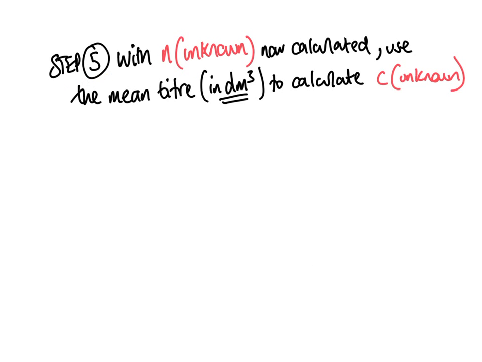The last step, step 5, is using what we've just worked out, number of moles of unknown, by using the balanced equation mole relationship, with the information of the mean titer that we've done using our burette, in decimeter cubed, to calculate C, concentration of the unknown. So that's basically using this equation here. Number of moles equals volume times concentration. Thus, to work out concentration, we just need to do a rearrangement, making C the subject. We have concentration equals number of moles divided by volume.